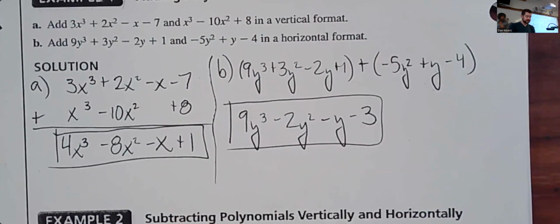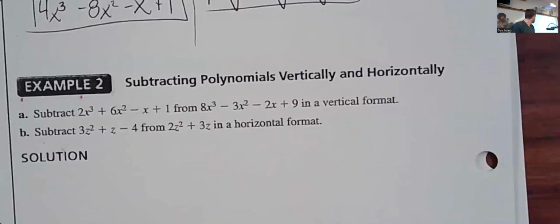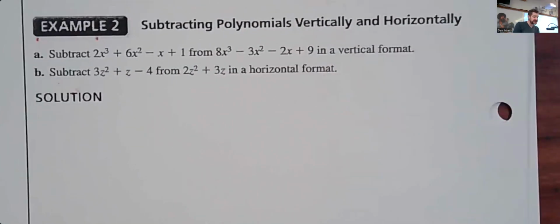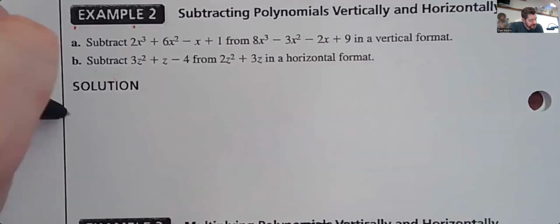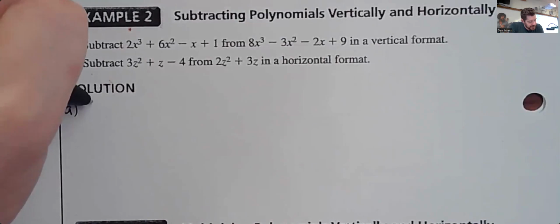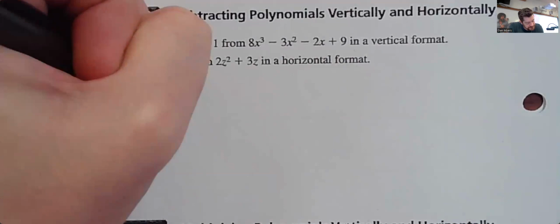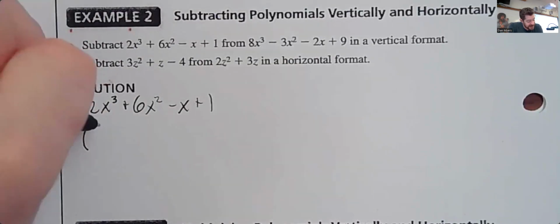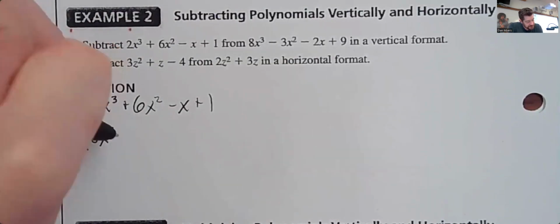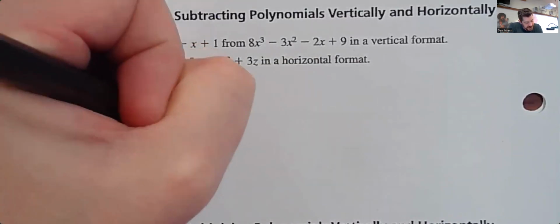All right, subtracting. Let's keep going. I think the lesson itself today should be pretty quick. Subtracting polynomials horizontally and vertically. So it's the same thing we just did, but we're subtracting. So A, vertical format, 2x cubed plus 6x squared minus x plus 1. Subtract. I'm going to put this other one in parentheses. So we're subtracting 8x cubed minus 3x squared minus 2x plus 9.